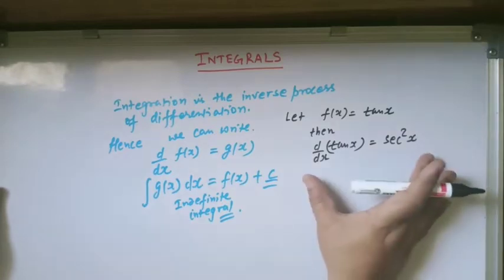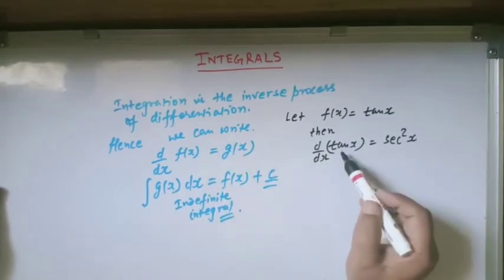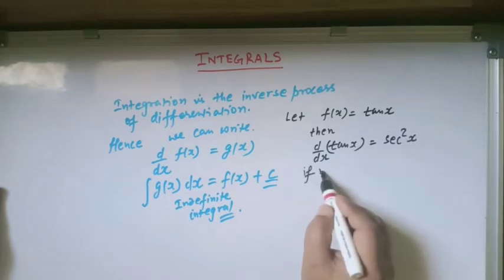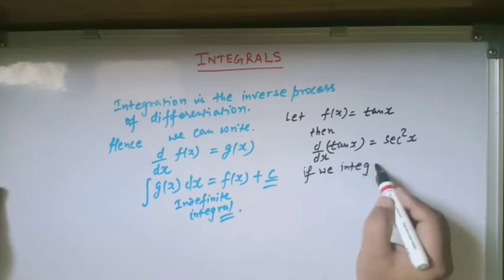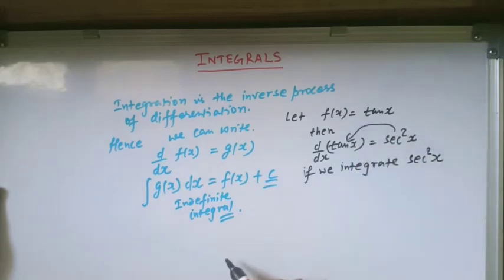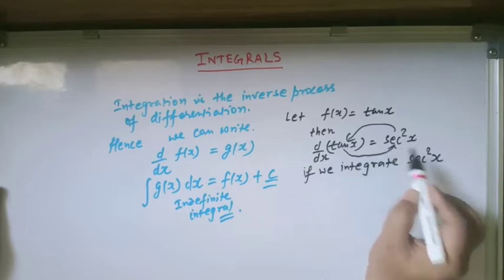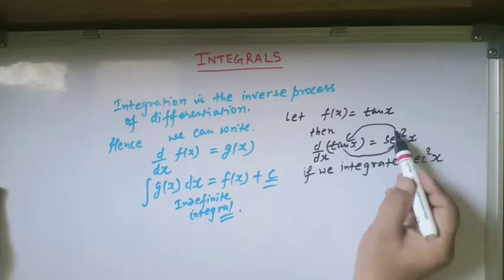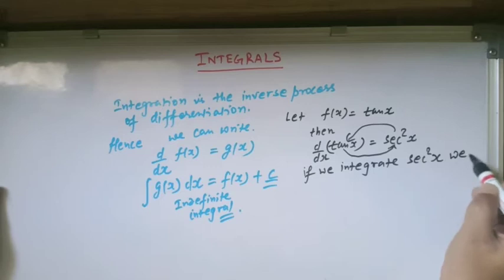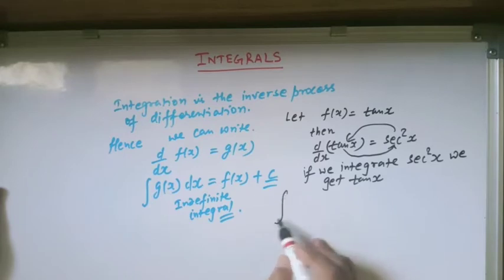Now here's the thing: integration is the inverse process of differentiation. So if we differentiate tan x, we get sec square x. Now if we integrate sec square x, we get tan x. If we differentiate tan x, we get secant square x, and when we integrate secant square x, we get tan x. So if we integrate sec square x, we get tan x, and we write this sign.